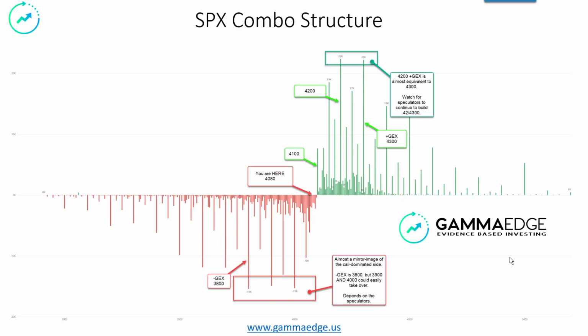Lastly, I think this is the best slide for just kind of getting a snapshot of where we are. 3,800, 39, 4,000 all showing up here on the negative side. You can see in magnitudes they're all very, very close, and this is why I said at the opening we could actually bounce depending on what the put speculators do.